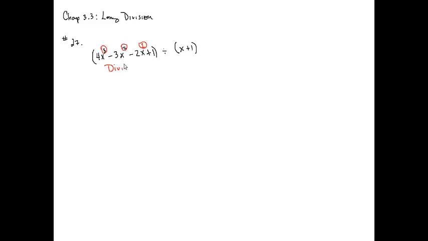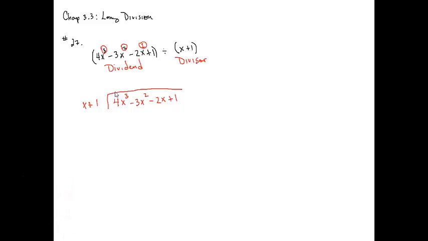This is your dividend. He's being divided. And this is your divisor. He is the one doing the divising. Okay? Your dividend goes inside, so 4x to the third power minus 3x squared minus 2x plus 1 divided by x plus 1. Okay?